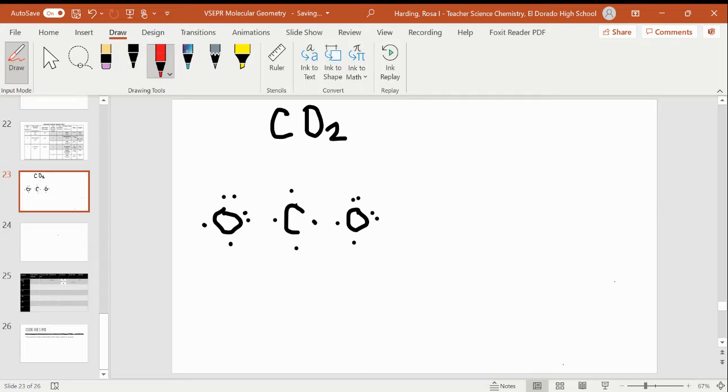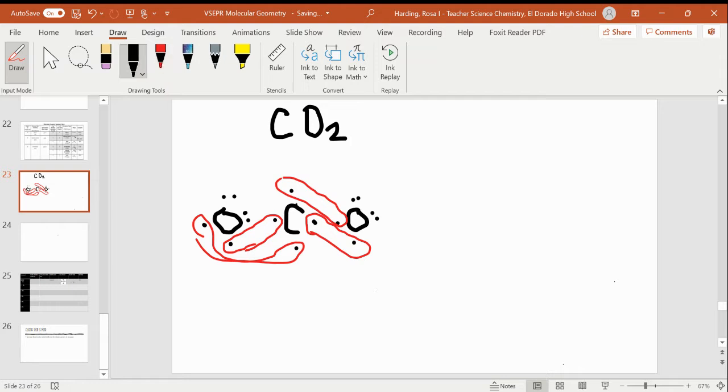Okay, so now I'm going to start sharing electrons. They can share here, and this one can share right here. I also have some that are available here, so that can be shared, and then this can be shared. And if you recall, we've done this more than once, so that should not be new to you.